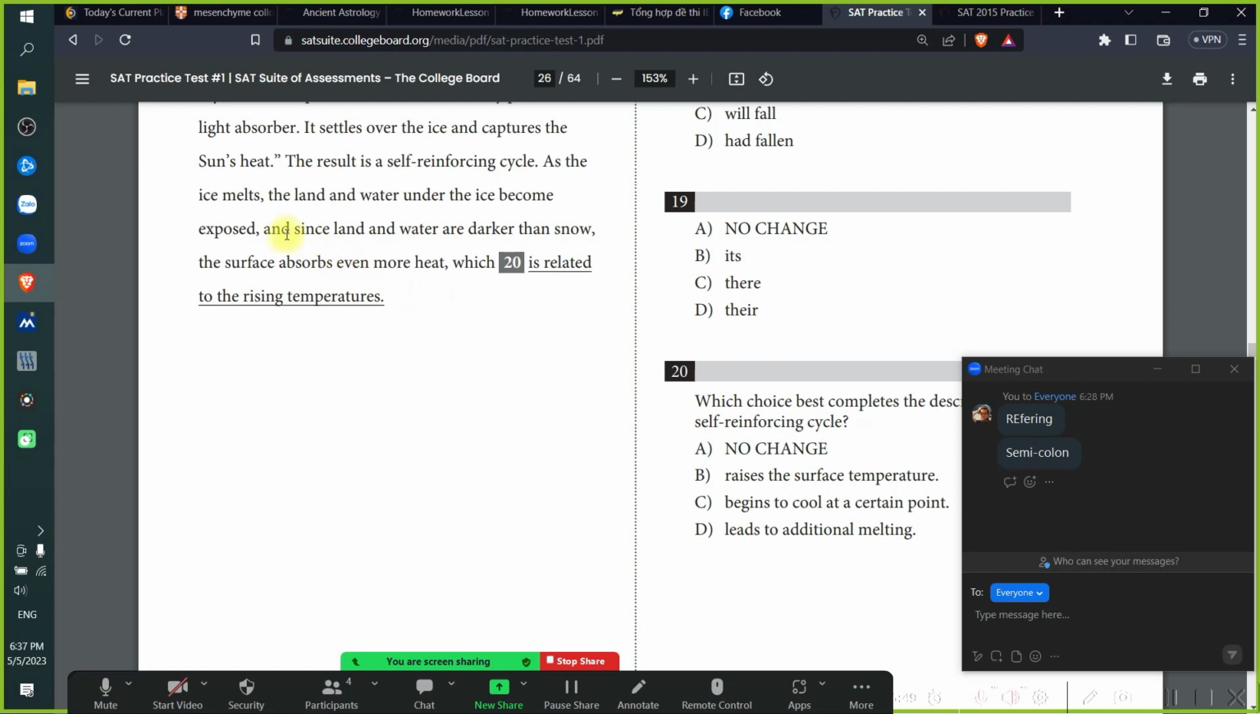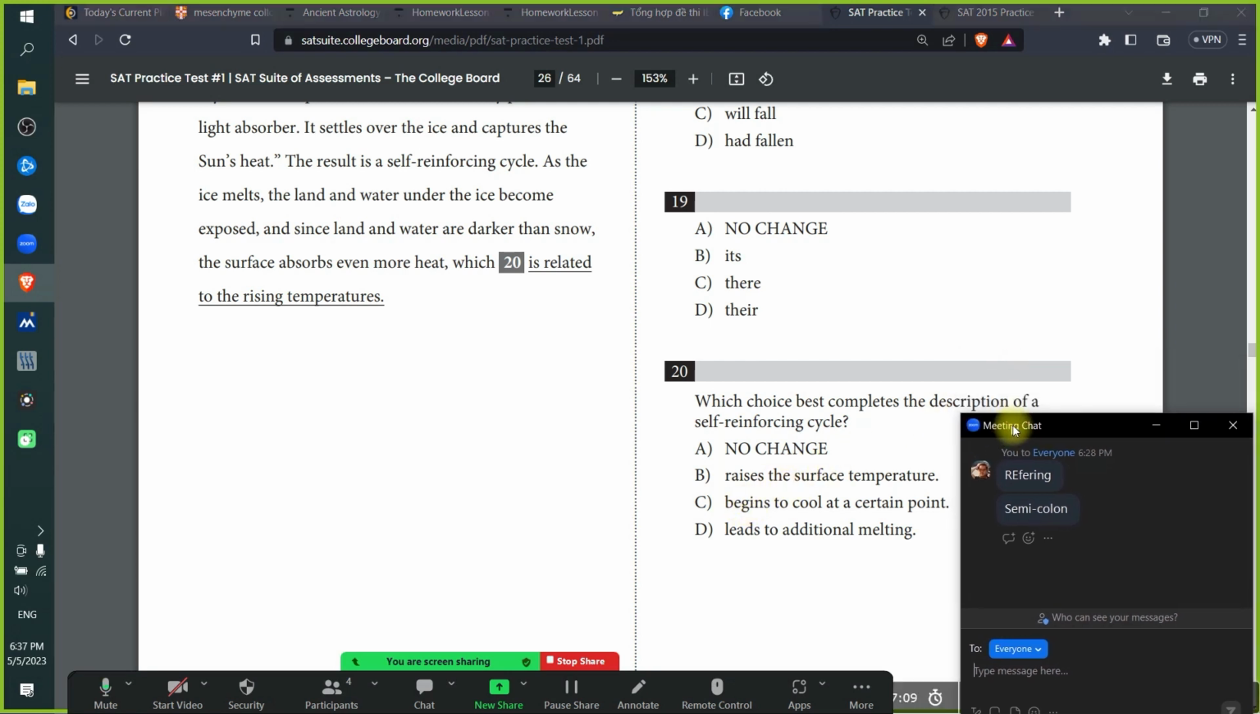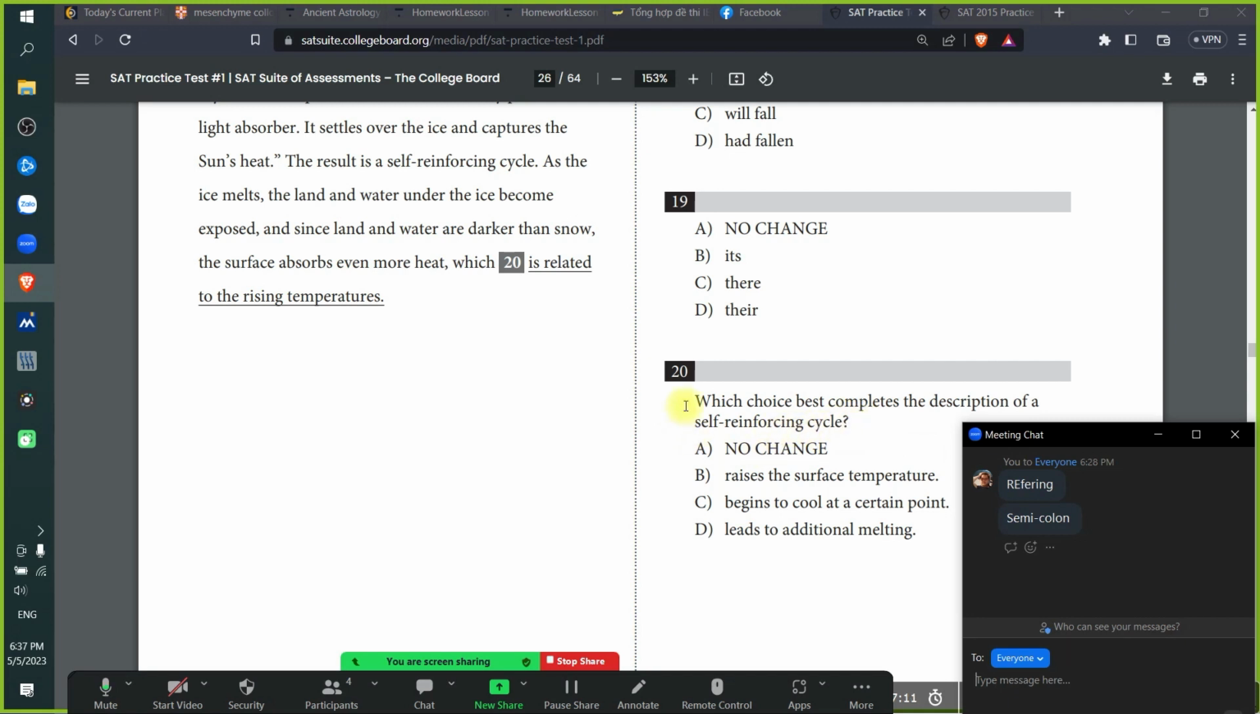So since land and water are darker than snow, the surface absorbs even more heat, which is related to the rising temperature. Mình phải làm sao để miêu tả được một cái vòng lặp, một cái vòng mà nó tự mang tính là tự làm cho mạnh hơn, tự bổ sung, bổ trợ. You have to say that it's a self-reinforcing cycle, a cycle that reinforces itself.